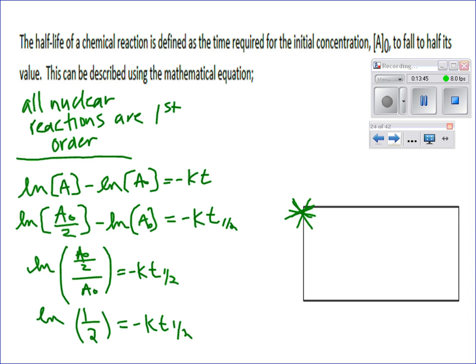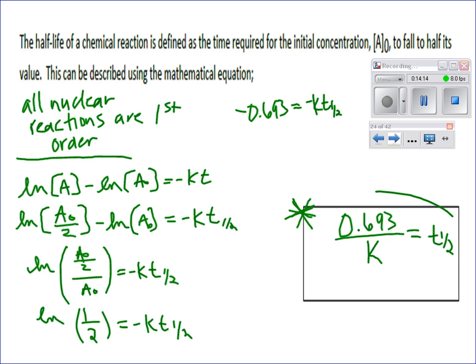Can someone find that for me? What is ln of 1/2? Well, I know it. It's negative 0.693. If you take your calculator, put natural log of 0.5, you get negative 0.693 is equal to negative k t 1/2. And if I want to isolate, I divide by negative k. So my final half-life equation for a first order is 0.693 over k. You need to know this.